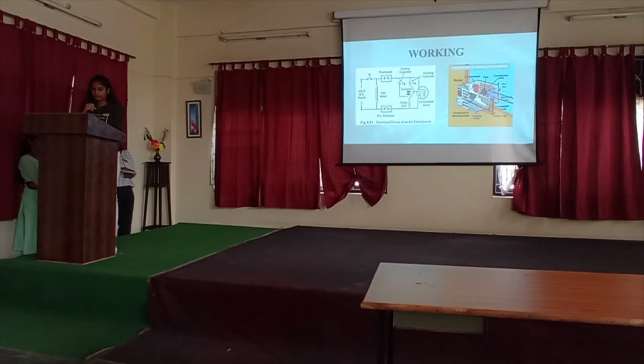And the fourth and last important component is the thermostat. The function of the thermostat is to monitor the room temperature and start or stop the motor. When the room temperature increases, the contacts of the thermostat close and start the compressor. When the temperature decreases, the contacts open up and the compressor of the air conditioner stops. The advantages and disadvantages will be discussed by my colleague.